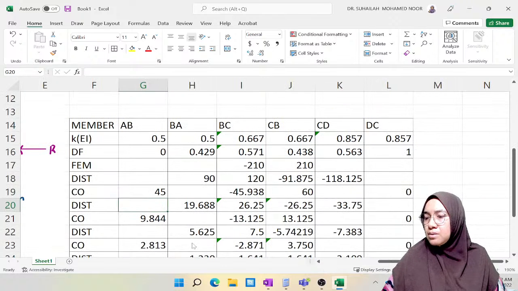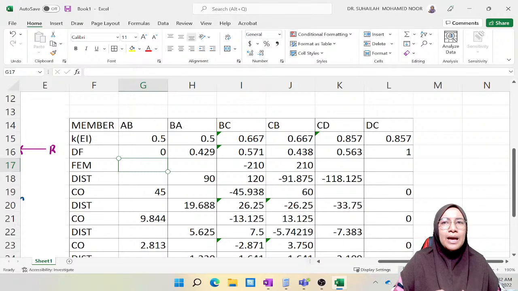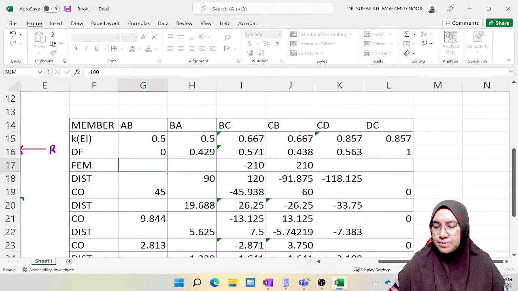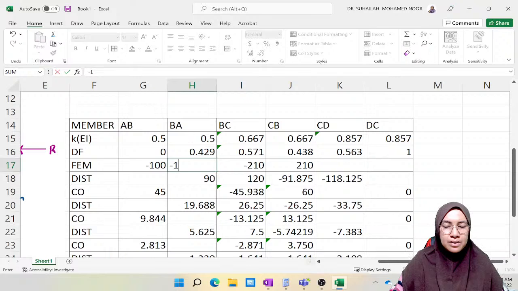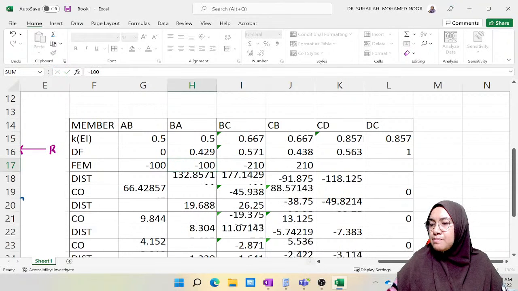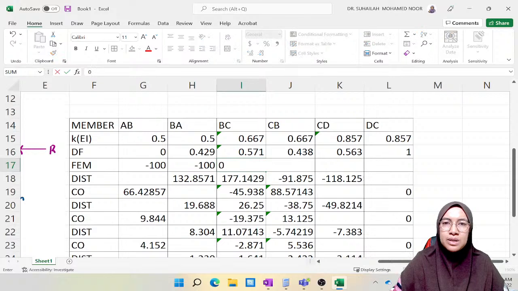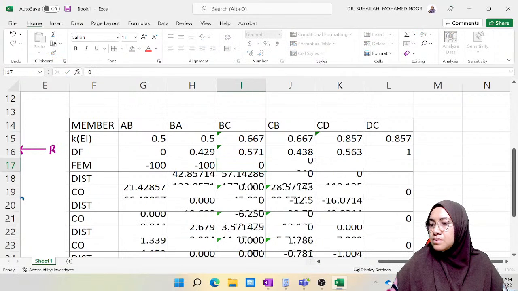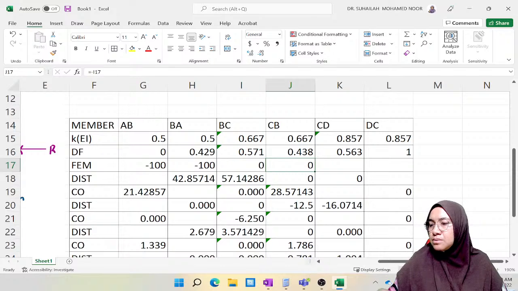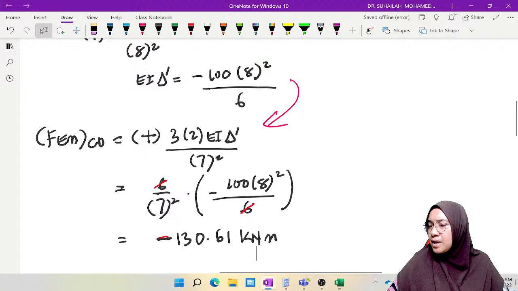Okay, now we have FEM for AB and BA, which is negative 100 for both. And BC and CB, beam. There's no FEM for this type of frame, so it is 0. And then we get FEM for CD just now, it is 130.61.